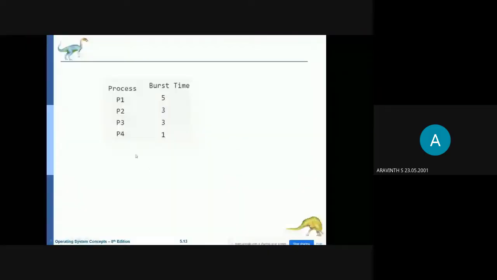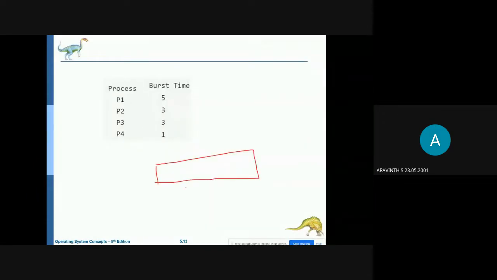Okay, so I am going to draw the Gantt chart. So this is the Gantt chart. P1 is coming first. So what is the waiting time? 0. When it completes, it completes by 5 seconds. Next process, P2, is coming. P2 is executing for 3 seconds, that is its burst time.